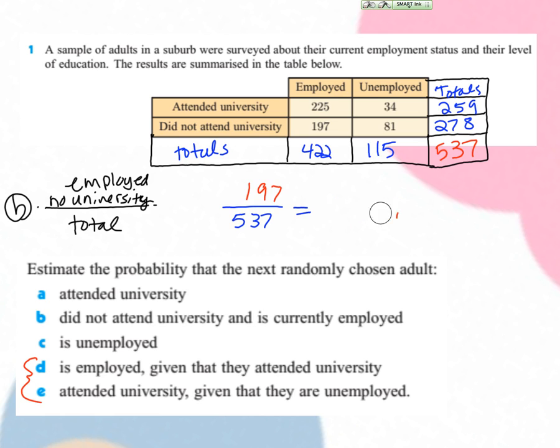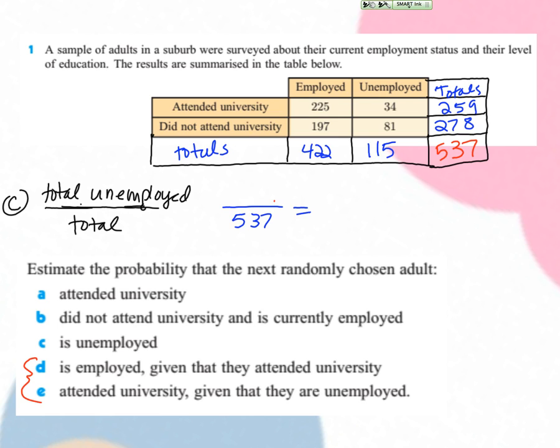Alright, so then we go to part C. It just says is unemployed. So we need the total number of people who are unemployed. And again, we're still looking at that entire population. So you may have noticed in the past three problems, the total has not changed.